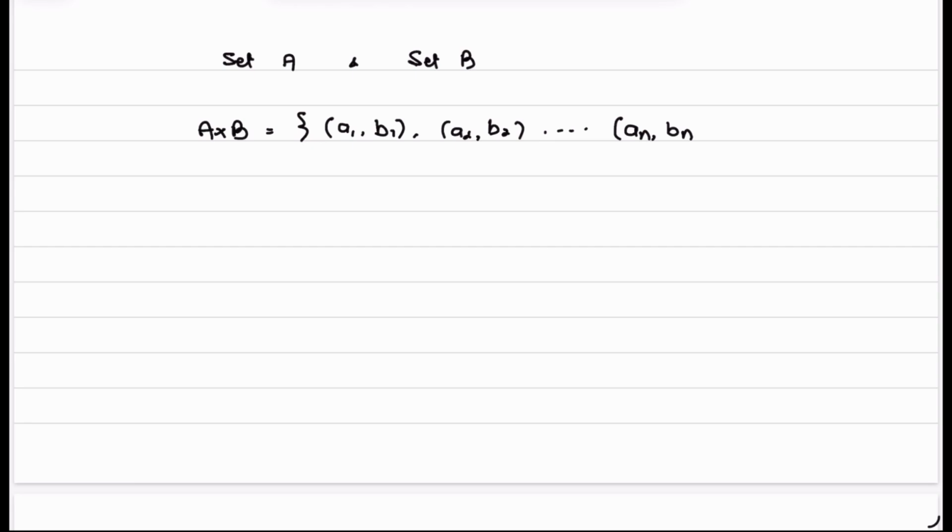Now, let us say there is a set A and set B, and the Cartesian product A cross B will have pairs of elements of A1, B1, A2, B2 up to AN, BN.